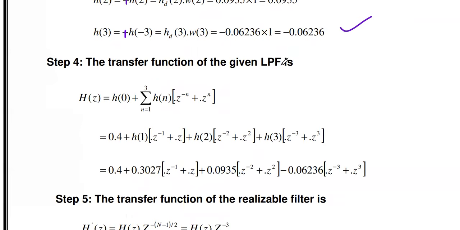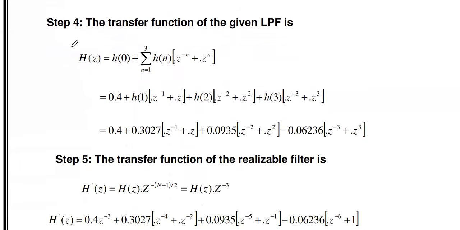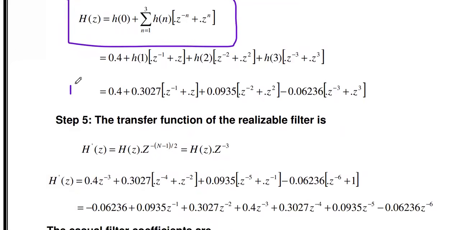After that, the next thing is that we have to find the transfer function. If you take the Z transform of the sequence h of n, we can get the transfer function. So the transfer function H of Z is equal to summation n equal to minus 3 to 3 of h of n Z power minus n, or otherwise h of 0 plus summation n equal to 1 to 3 of h of n times (Z power minus n plus Z power plus n). You just expand it and substitute the values of h of 0, 1, 2, 3, and we can get the transfer function.